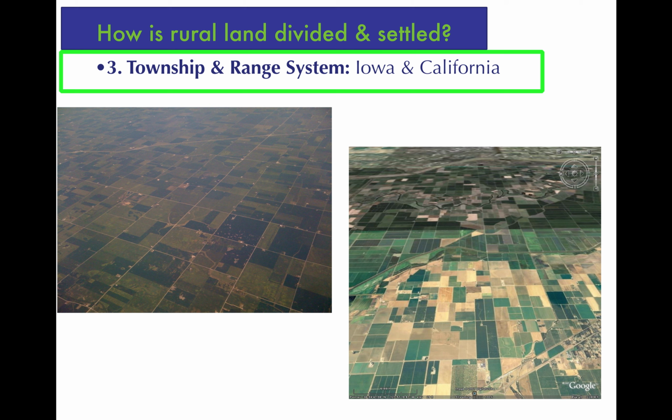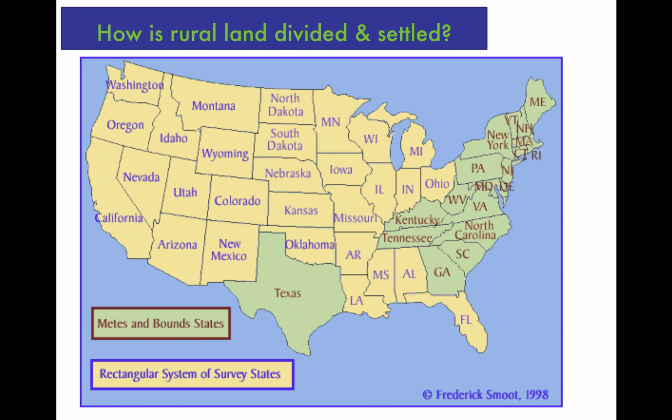If you have flown over the Midwest, you're familiar with this aerial view where you see a very uniform and systematized pattern called the township and range system. So that's another settlement pattern of rural land in the United States. Here, the meets and bounds states you see are the darker green, and then there's the rectangular system, which is the township and range system.